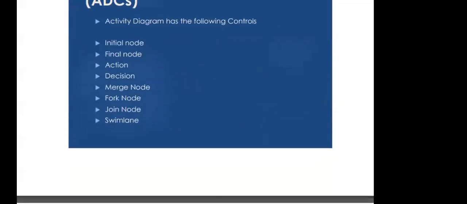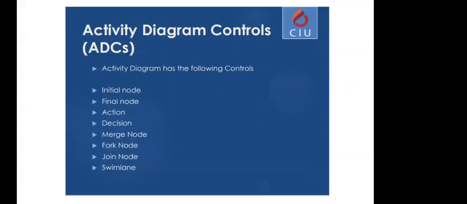In the activity diagram, there are several controls that you should be aware of. First of all, every single activity diagram will start with an initial node and end with a final node. These are usually represented as circles. So this one, the open circle, is the initial node. The circle that has another circle inside with the filled circle is the final node.